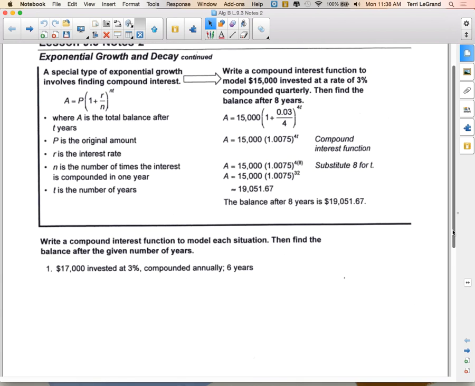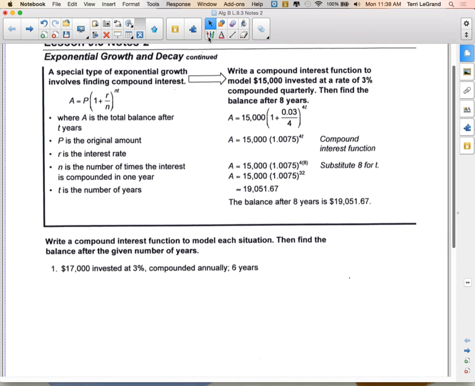Here's the deal. I'm just going to go straight to the directions before we go through the problem up here. It says write a compound inequality function to model each situation. Then find the balance after the given number of years. There are two things to do again. So would you write now with your pencil?